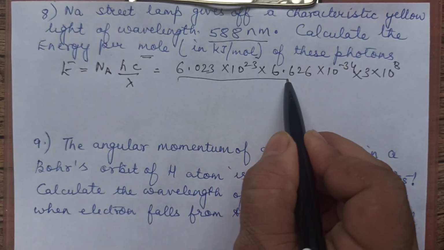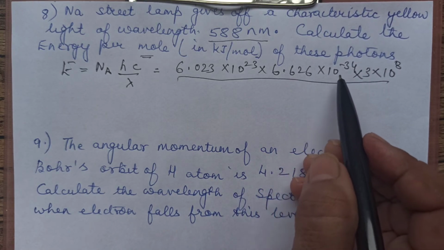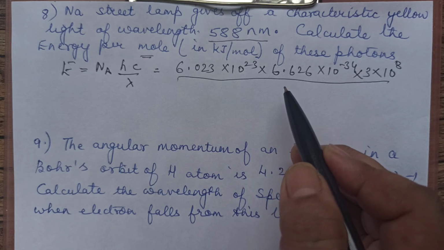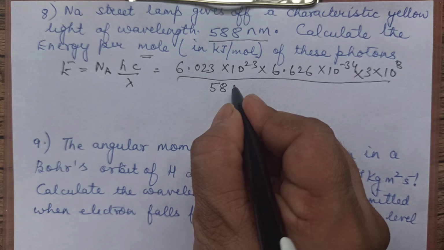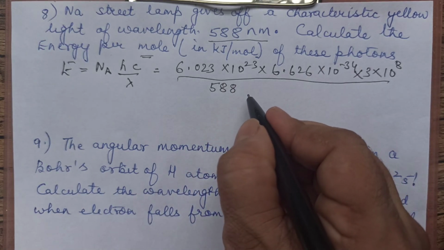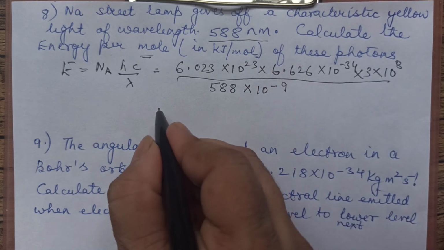Mind it, children, here normally children go wrong if they do not use the same units. This is in joule, this should be in meter. Now we have to convert this. We know 1 nanometer is 10 to the power minus 9 meter. So I have to multiply this with 10 to the power minus 9.